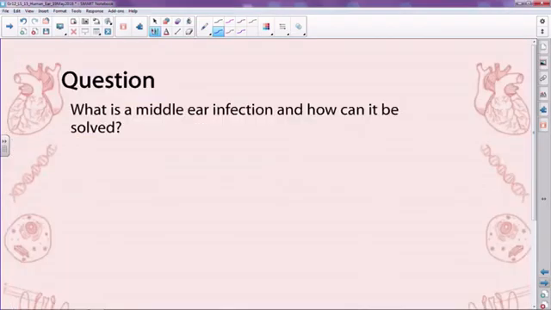Now, what I've done is put this here. What is a middle ear infection and how can it be solved? I'm going to give you a quick 2 minutes. Let's see if you can get that right. 2 minutes. Are you ready? Off you go.